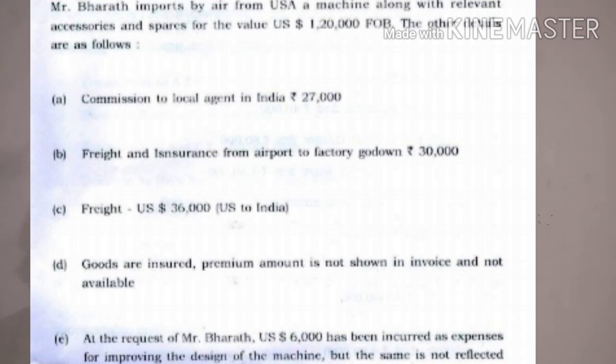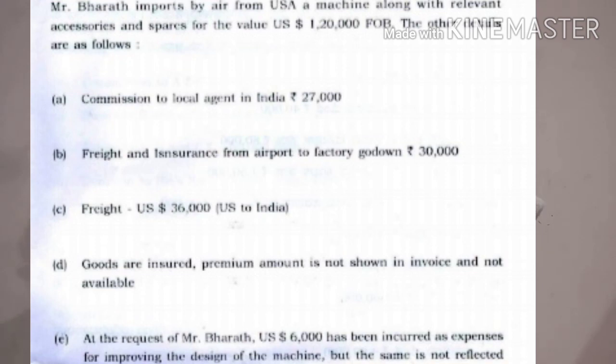Bharat imports by air from USA a machine along with relevant accessories and spares for the value US $1,20,000 free on board. The other details are as follows. Commission to local agents in India 27,000. Freight and insurance from airport to factory godown 30,000. Freight US dollars 36,000 US to India. Goods are insured. Premium amount is not shown in invoice and not available.